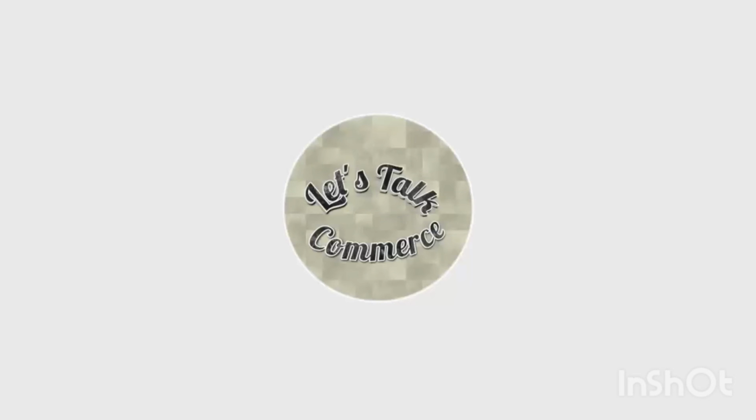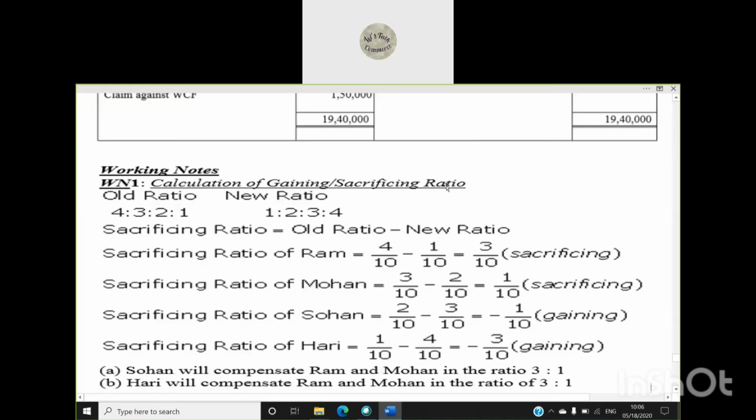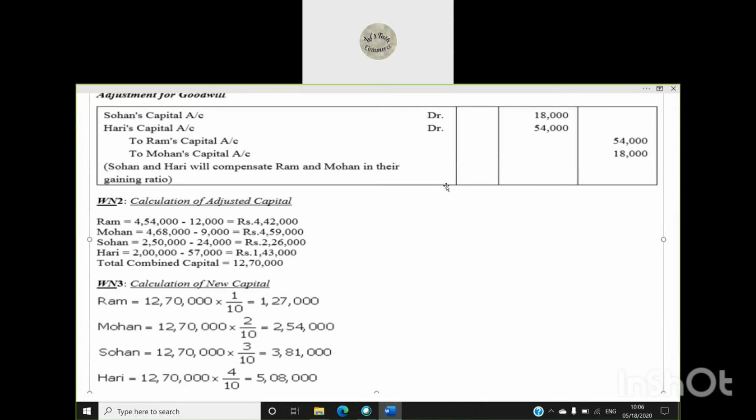Adjustment of goodwill, sorry. Goodwill. So goodwill is given in the question as 1,80,000. So 1,80,000 into 3 by 10 into 1 by 10. So the gaining partners' capital accounts are debited and the sacrificing partners' capital accounts are credited. 1,80,000 into 1 by 10, 1,80,000 into 3 by 10. This way we have made the adjustment of goodwill, right?